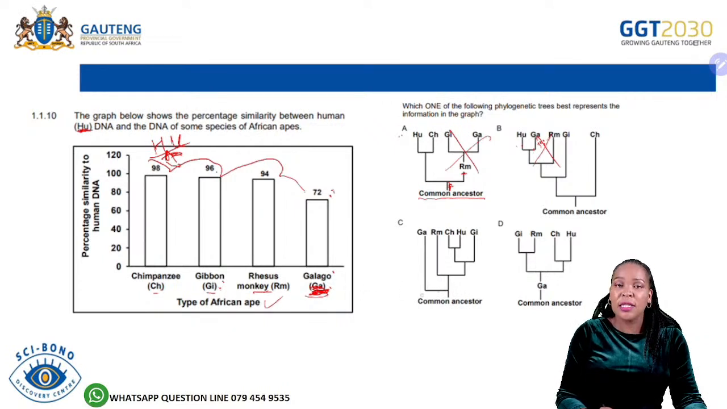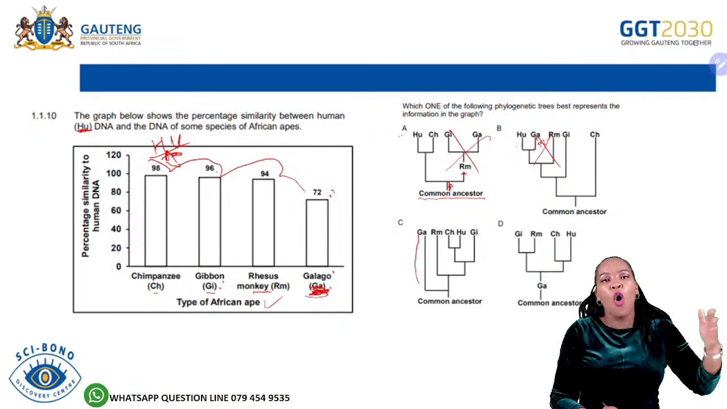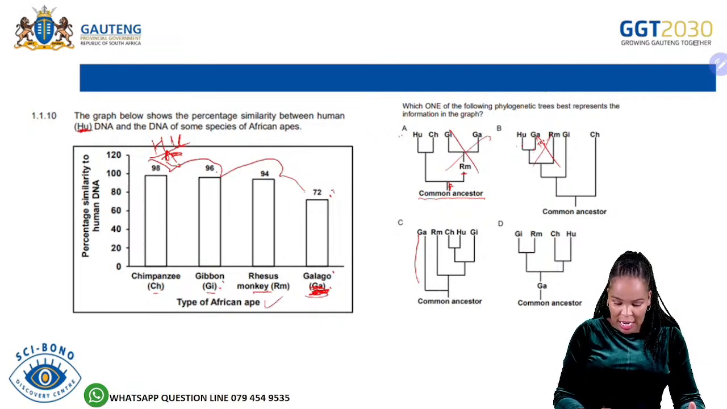Galago, remember, is GA. The Galago is the one that is on its own. It is the one that is further apart from all these organisms. So we can agree that this is represented correctly. Then when you go up, you see the rhesus monkey and also the gibbon. So the rhesus monkey and the gibbon, you see this one and this one. They come and share a common ancestor here.